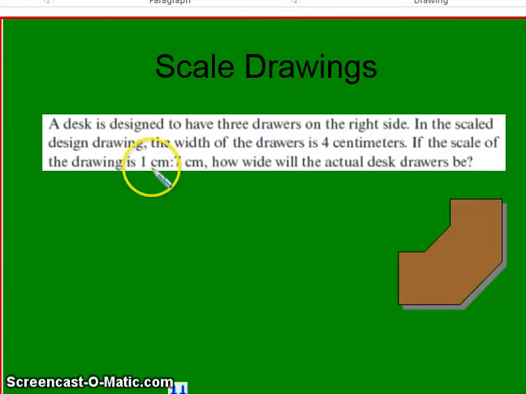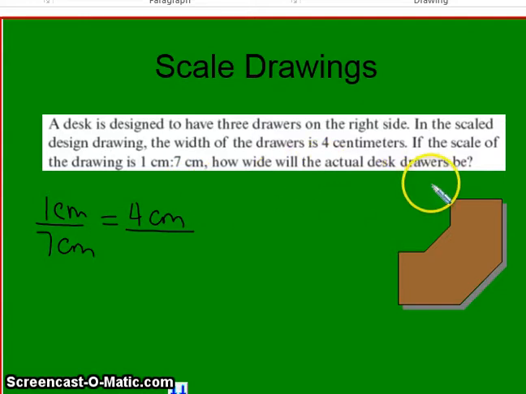Alright, so they give us the scale factor. For every 1 centimeter in the drawing, the real desk will be 7 centimeters. So we have 1 centimeter, which is the drawing, over 7 centimeters, which is the actual desk. And we need to know the width of the drawer if on the drawing it's 4 centimeters. Now my drawing amount was on top in this fraction, so it also needs to be in the numerator in the second fraction. And I need to know how wide the actual drawers will be, so I don't know what that is, so I'm going to write x centimeters.